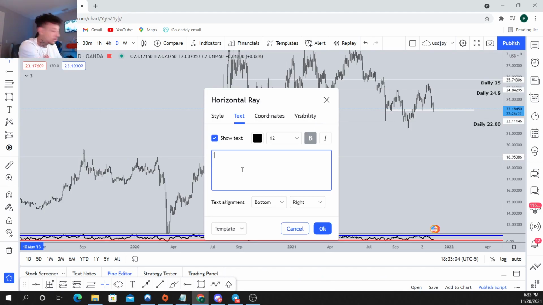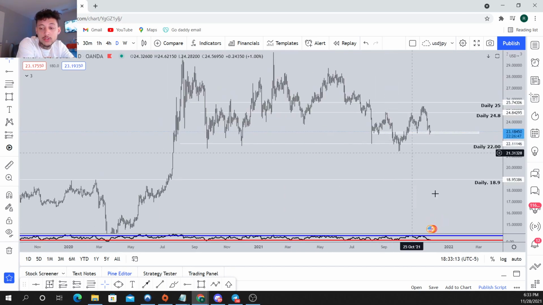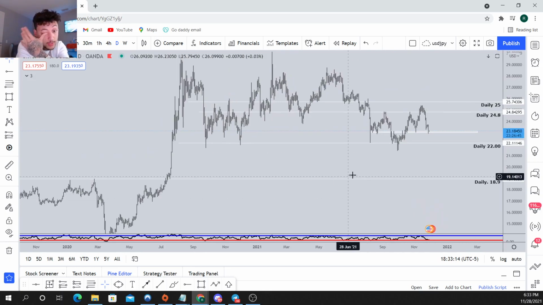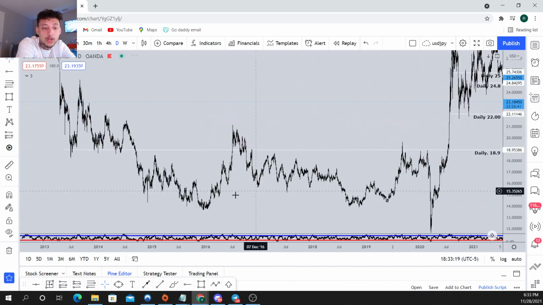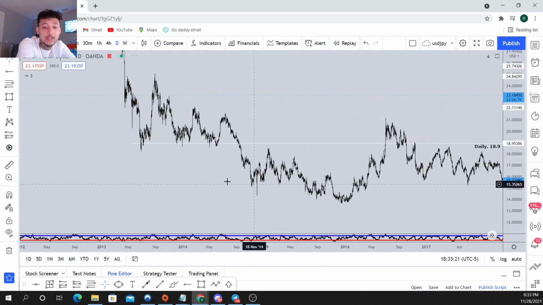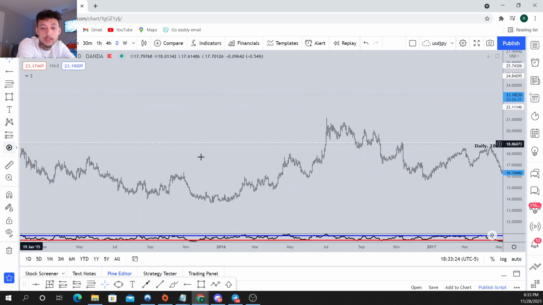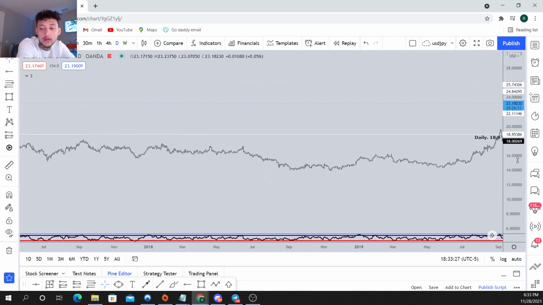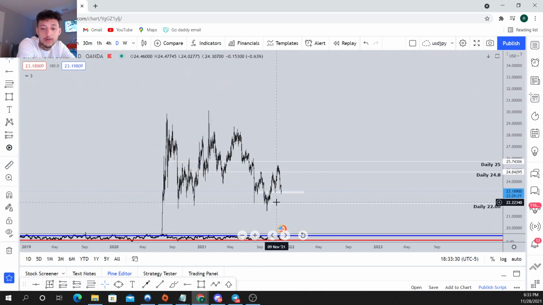We're going to do daily 18.9. And again, we're still setting up our levels because these levels are going to be our same targets, right? But I want you guys to have your higher time frame foundation set up first. So yeah, this level's fine there. Let's go back to current price action, which is going to be in this area here.